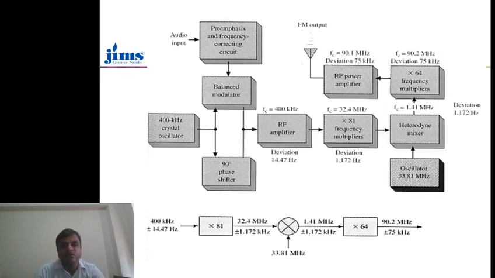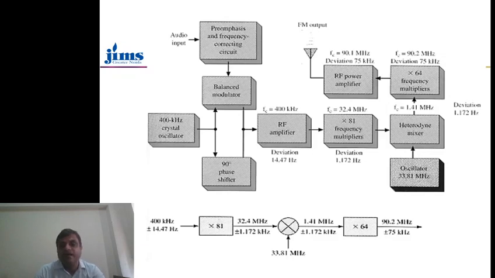See here, this particular RF amplifier generates a narrow band FM, whose frequency is centered around 4 kilohertz, and frequency deviation is 14.17. Then we pass this output. It is basically a narrow band FM. This output is passed through a frequency multiplier, and its frequency is multiplied around 81 times, so the carrier frequency becomes 32.4 megahertz, and similarly the deviation becomes 1.172 hertz. So here, it means this particular frequency is translated to a high frequency.